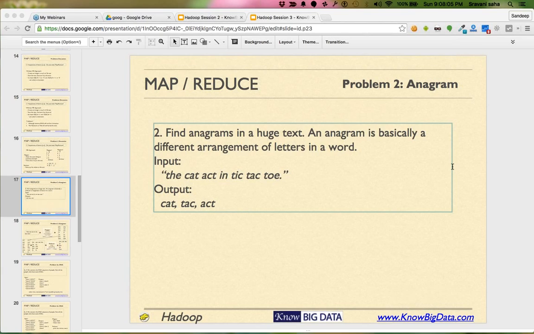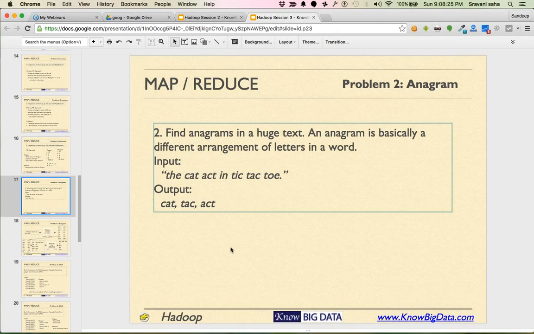All right, Ravi says the key will be the actual word, sorted. Veena says arrange the letters in alphabetic order. Brilliant, brilliant. Anybody else? Good, good. So basically, we are trying to create a key for each word such that the key for all of the anagrams is identical.